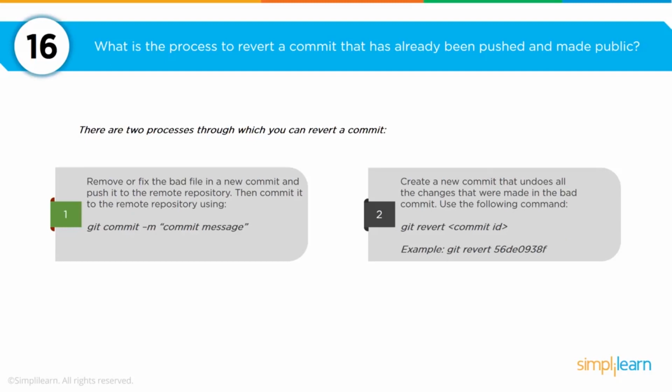The second is to create a new commit that undoes all the changes that were made with the bad commit. To do that, you would use git revert and then the commit ID. The commit ID could be something such as 560E0938F, but you'd have to find that from the commit that you had made. That would allow you to revert any bad files that you had submitted.